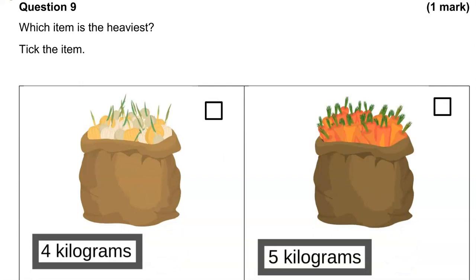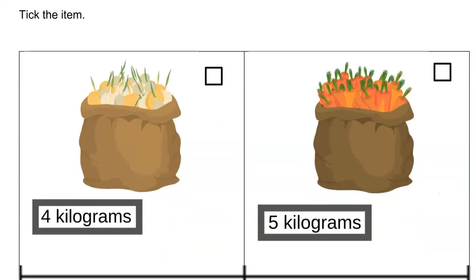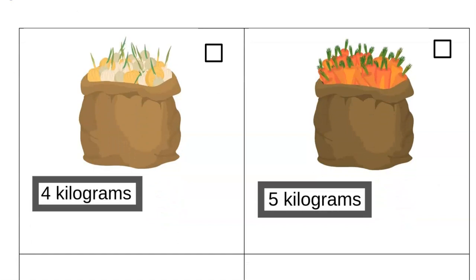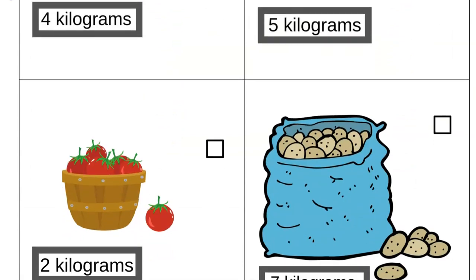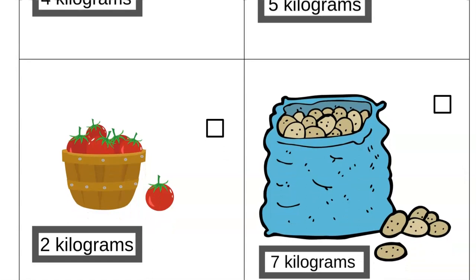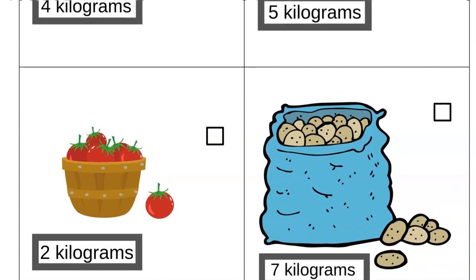Which item is the heaviest? Tick the item. So we've got the first item, 4 kilograms. Second one, 5 kilograms. So 5 kilograms, that's more than 4. Now we have 2 kilograms. That is less than 4 or 5. And then we have 7 kilograms. That's the heaviest of them all, because 7 is greater than 2, then 4, then 5.